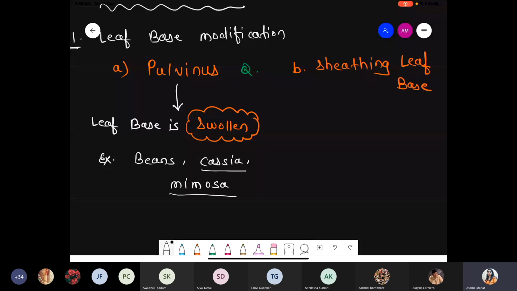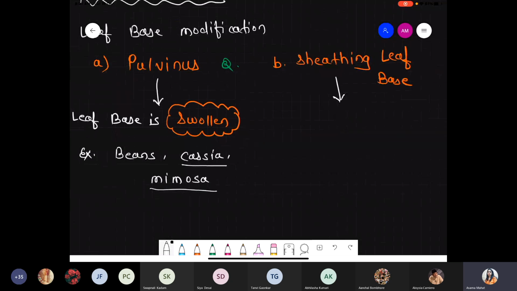Mimosa is also called the touch-me-not plant, right? Touch-me-not, you know very well. So these are the conditions. Basically, it is called the swollen condition, and the swollen base is simply called the pulvinus. Another question: we are talking about the sheathing of the leaf base. What is the meaning of the sheathing of the leaf base? Whatever we are talking about, the leaf base is showing expansion, and the maximum area of the stem is covered by the leaf base. Simple meaning: the leaf base expands.